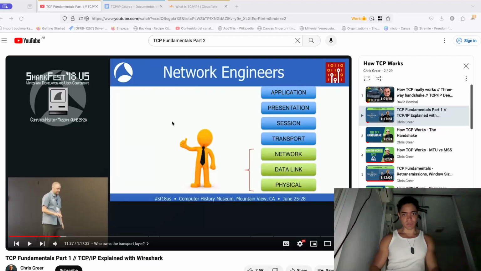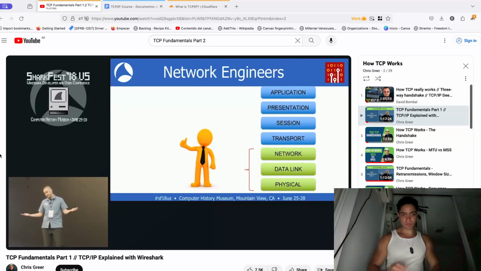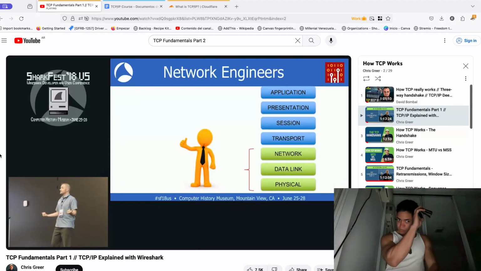Exactly, the network engineering is basically, and for all intents and purposes, our responsibility.